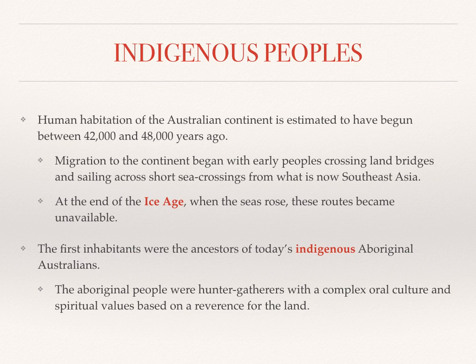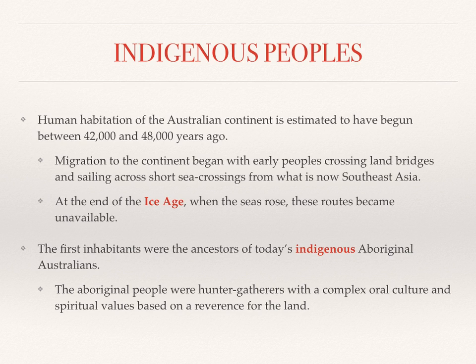Indigenous peoples. The human habitation of the Australian continent is estimated to have begun around 42,000 to 48,000 years ago. It's a long time. Migration to the continent began when early people crossed land bridges, or sailed across the sea between Southeast Asia and Australia, hopping from one island to the next. At the end of the Ice Age, the seas began to rise, cut off some of these land routes, and made the sea passages longer and more treacherous. So the routes to migration were kind of unavailable after this.